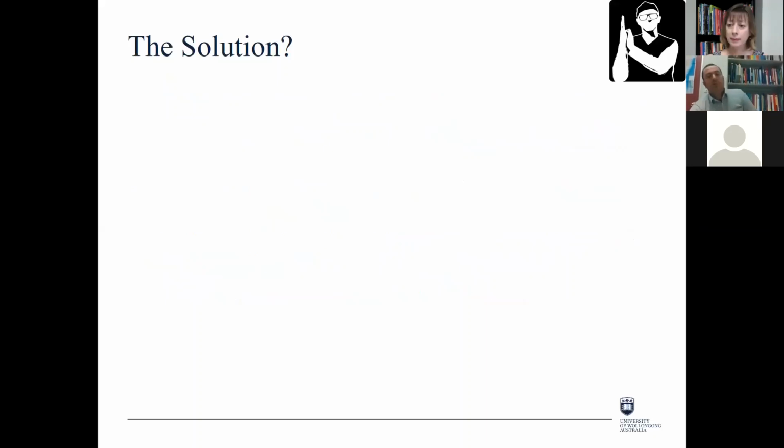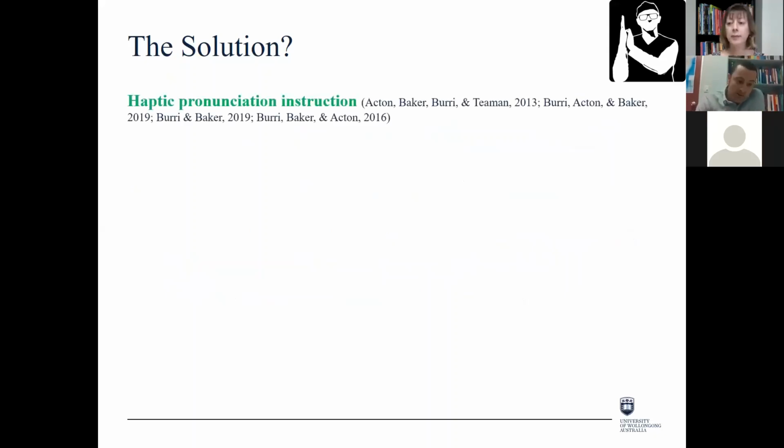So what is a potential solution to this? How can we bring those three, movement, gesture, and touch, together? Well, I think one effective way is haptic pronunciation instruction. Some of you might be familiar with the term haptic. That's a systematic use of movement and gesture. And I've been very fortunate to have been working with a great team of about half a dozen scholars on the design of this haptic framework for almost 15 years now.